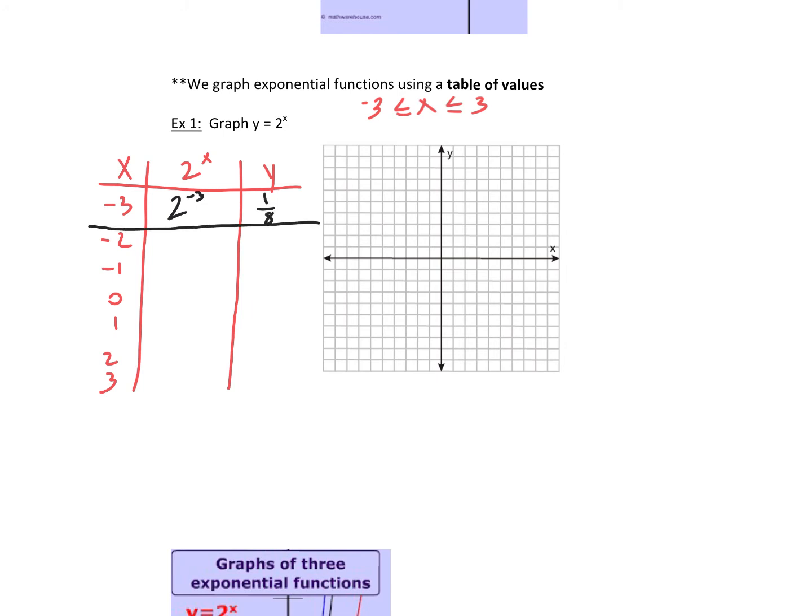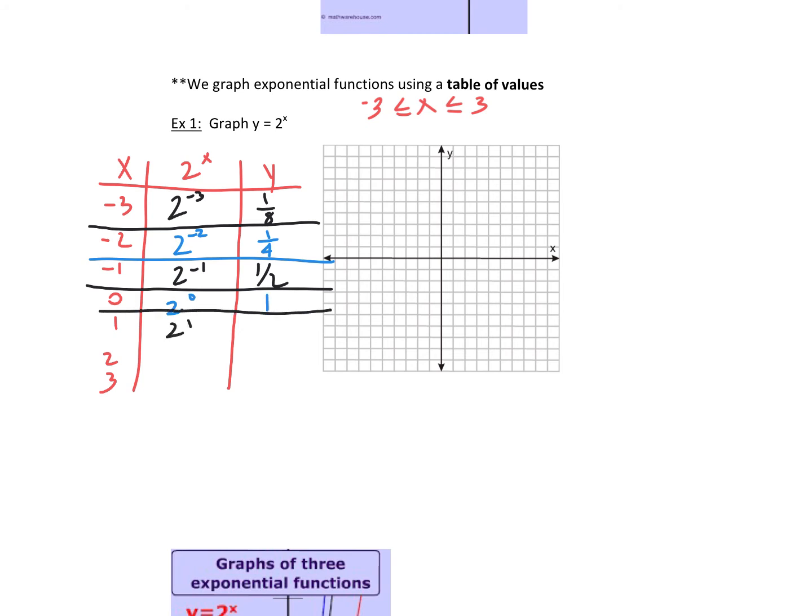Okay, we'll graph these afterwards. Then I'll switch colors so it's a little clearer. So then I'm going to do 2 to the -2nd. That's the reciprocal of 2 squared, that's 1/4. And then I have 2 to the -1st, that's a half. And then remember 2 to the 0, anything to the 0 power is 1.